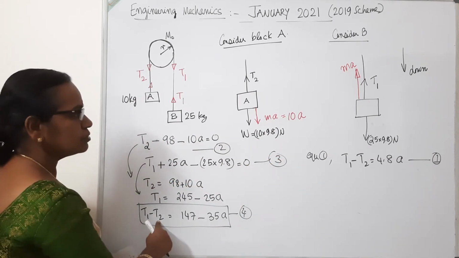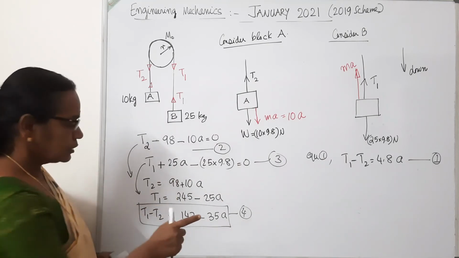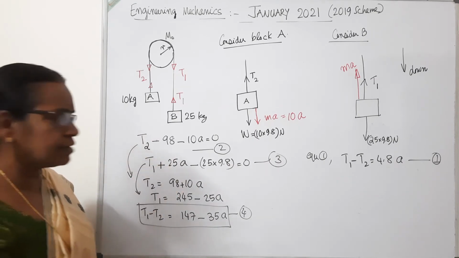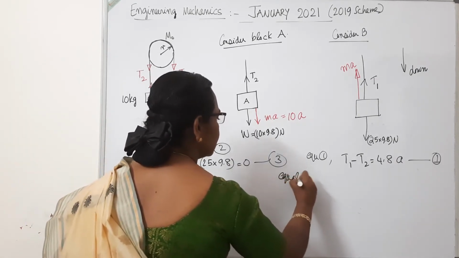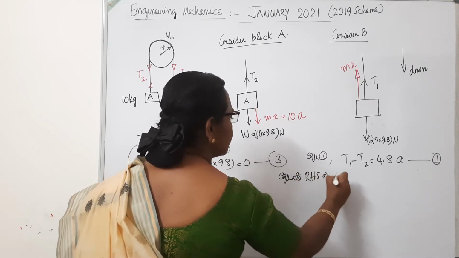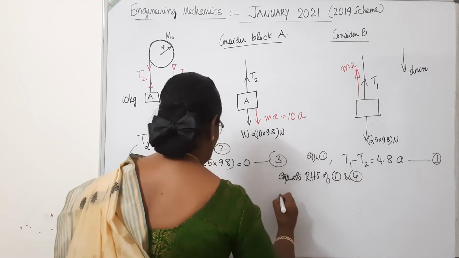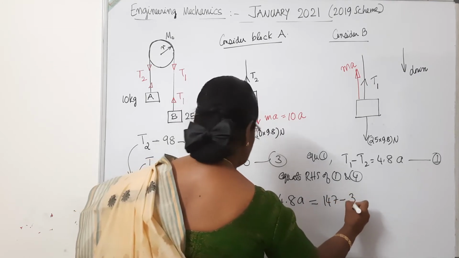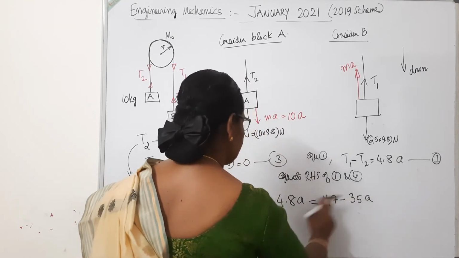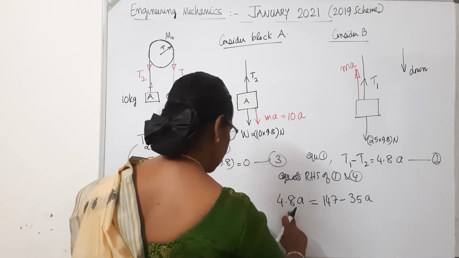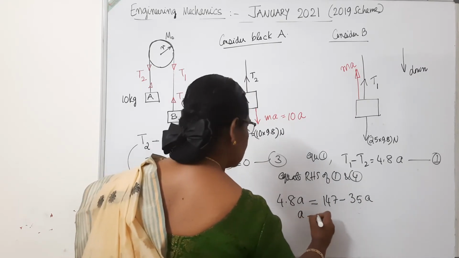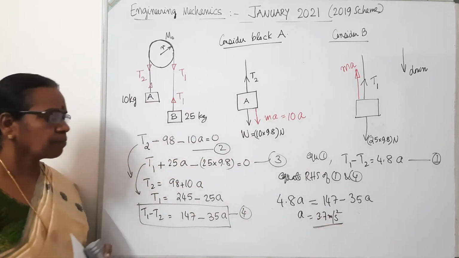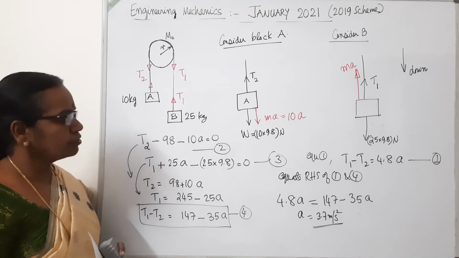Here the left hand side is T1 minus T2. There also the left hand side is T1 minus T2. Right hand side is 147 minus 35A, and the right hand side there is 4.8A. So equate the right hand sides of 1 and 4. 4.8A is equal to 147 minus 35A. So when it comes to this side, we will get the value of A as 3.7 meter per second square. So we have got the first answer. The acceleration of the mass is 3.7 meter per second square.